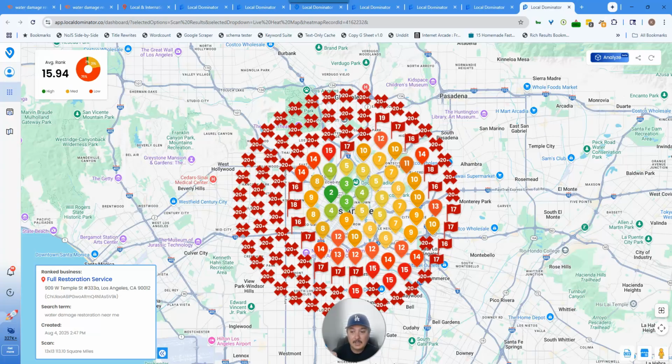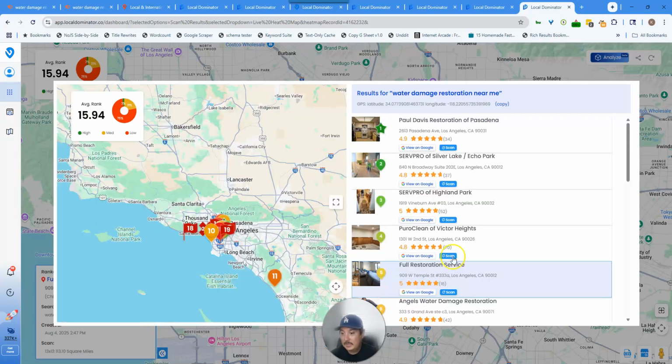So another thing that's super cool with local dominators is, again, the competitive intelligence. So you can actually click on each one of these individual points and see what competitors are ranking there and what they are doing differently than you. And by that, I mean, look at this. So they're ranking 3, 4, whatever. It drops down to 5 here. Okay, let's see what's going on. So here we go, full restoration service. So this is for the keyword water damage restoration near me.